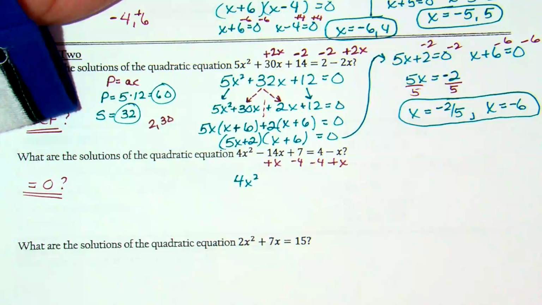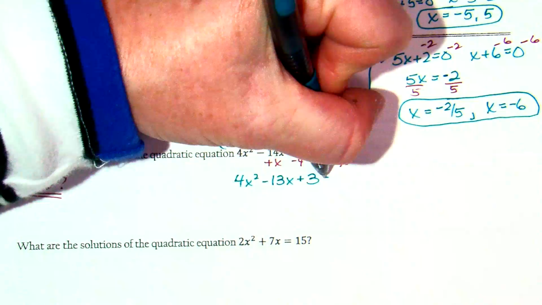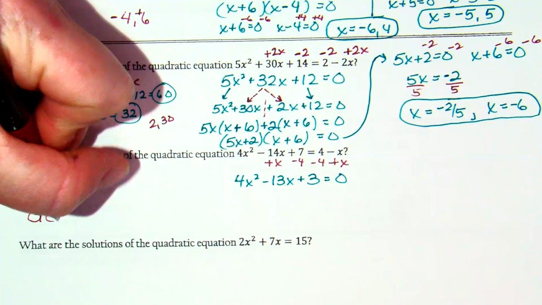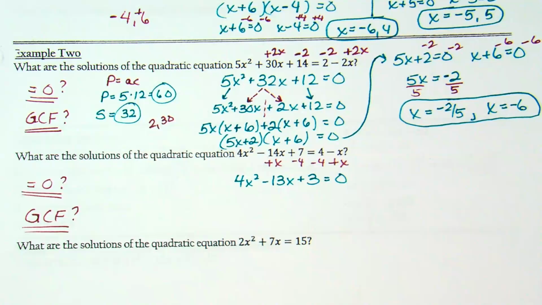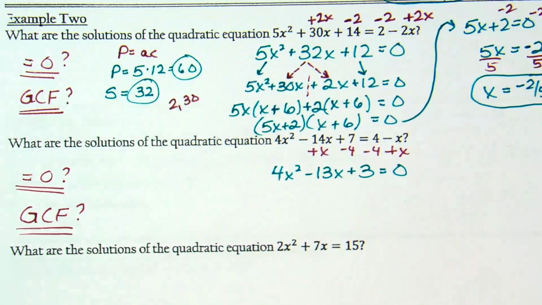So what's my equation become? 4x squared minus 13x plus 3 equals 0, because minus 14x plus x is minus 13x, and 7 minus 4 is plus 3. Is there a GCF? Nope. 13's prime, 3's prime, nothing else is going to go into those.